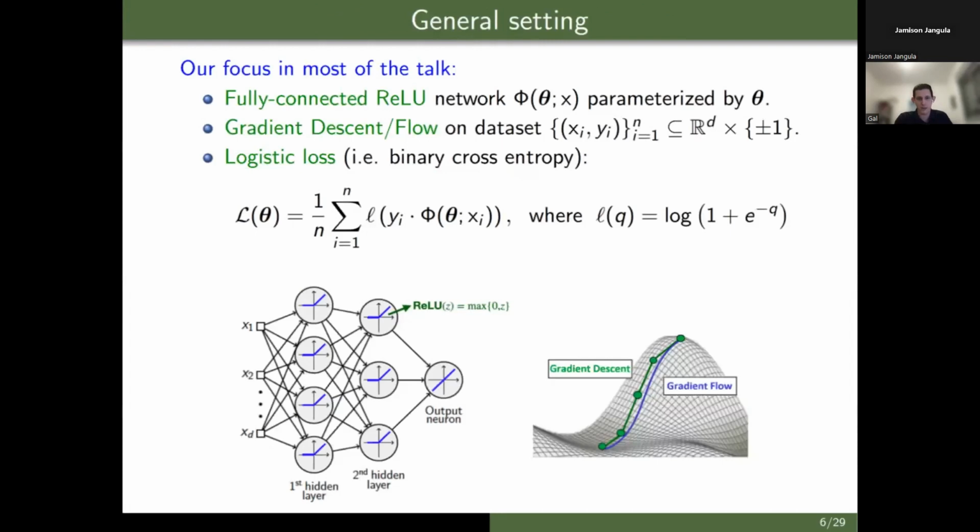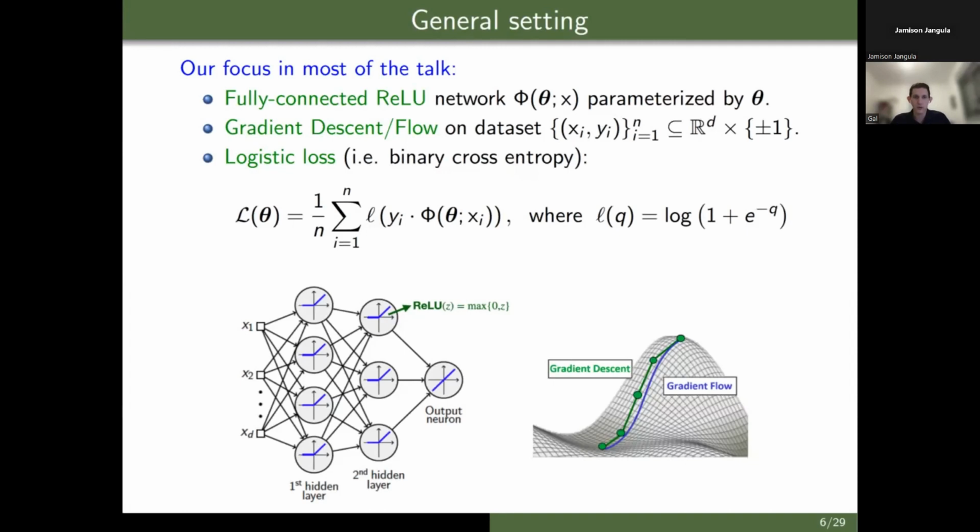But before I start discussing the implications, let's first introduce the general setting that we will discuss in this talk. We will mostly focus on fully connected ReLU networks, such as the network in the figure on the left side. Here I denote the network by phi of theta and x, where theta are the parameters of the network and x is the input.